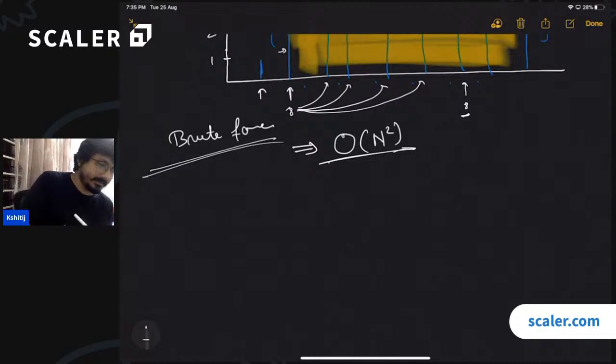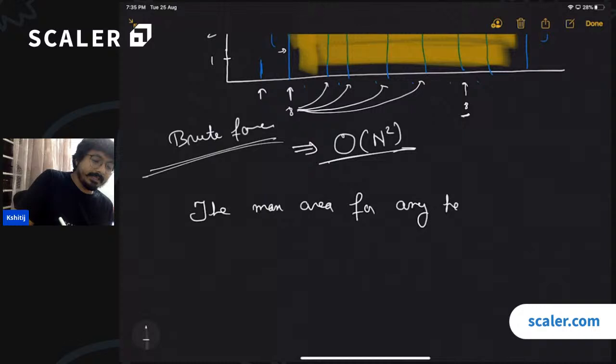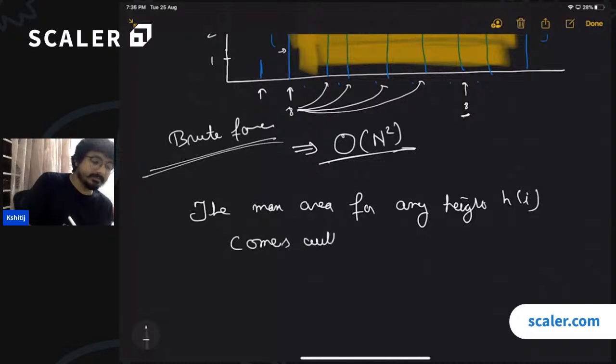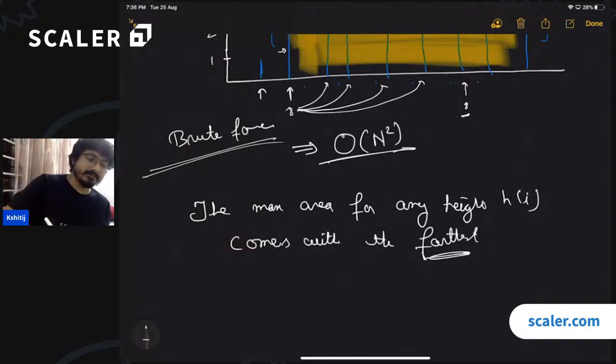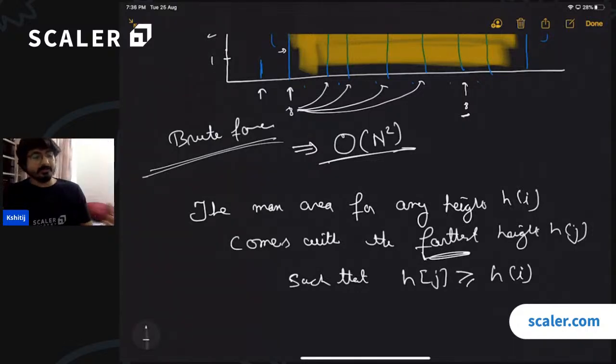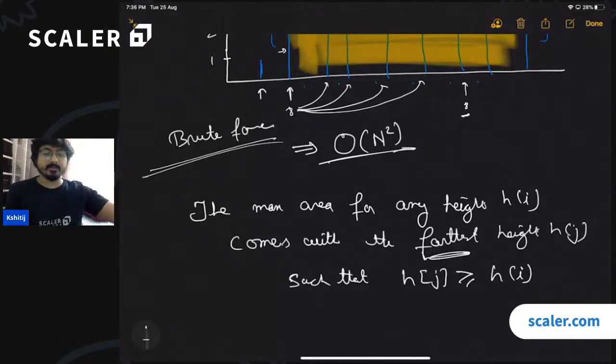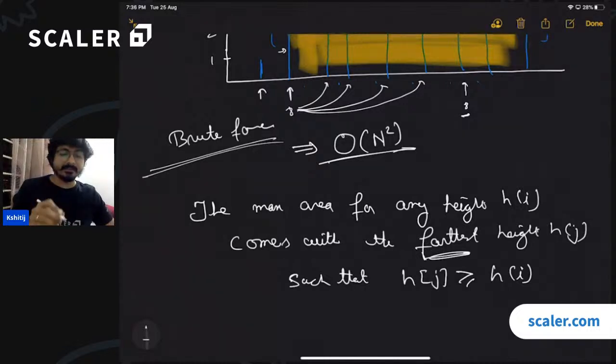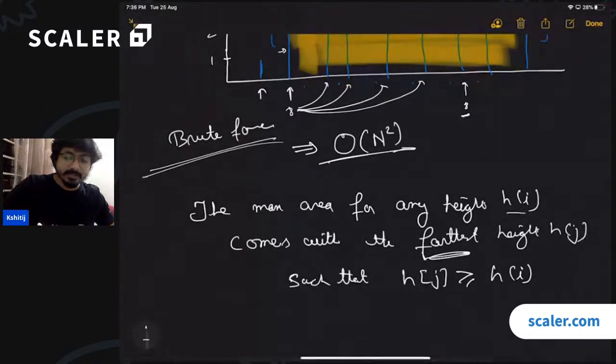So if I write this, the maximum area for any height hi comes with the farthest bar, the farthest height hj, such that hj is greater than or equal to hi. If I am able to find a bar which is farthest from the current bar and has a height of at least equal to this bar, then I can say that the maximum area of this bar is going to come from this hj.